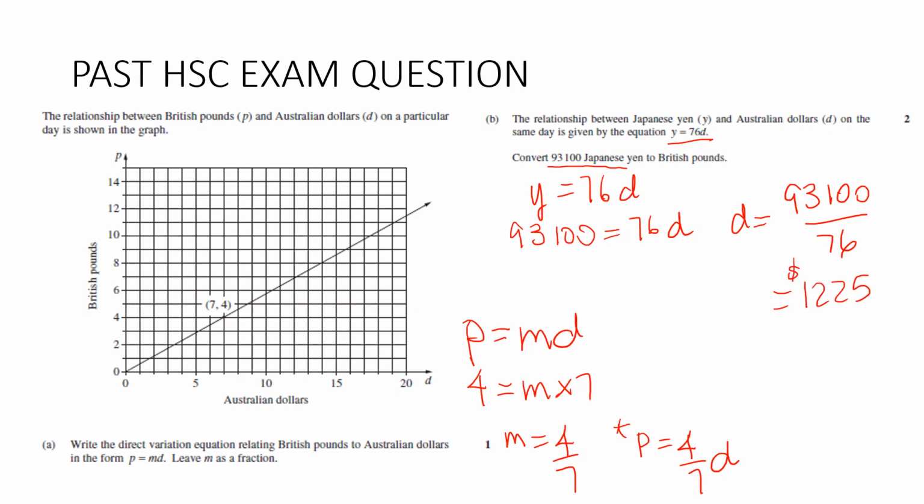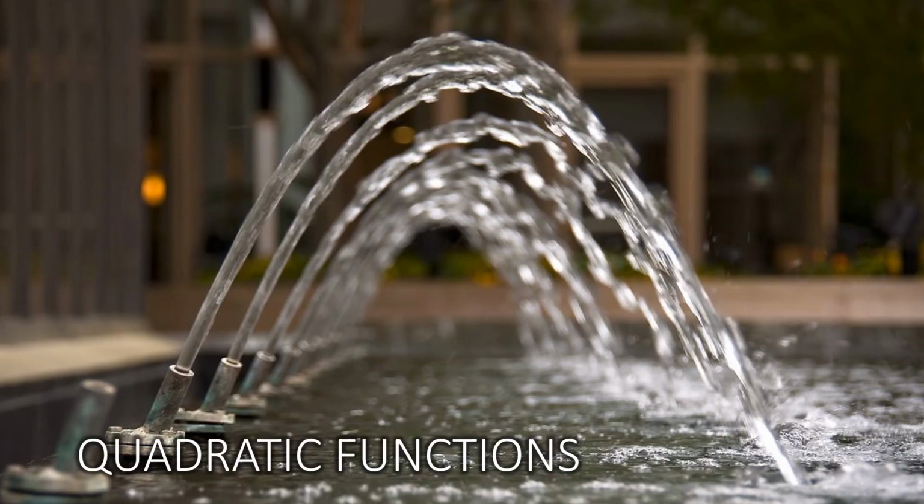Now we want to substitute into our other equation. P, or pounds, is equal to 4/7 times 1225, which is 700. So our answer is 700 pounds. Okay, that's it for this lesson. Our next lesson is on quadratic functions.